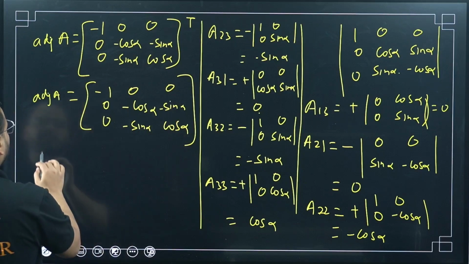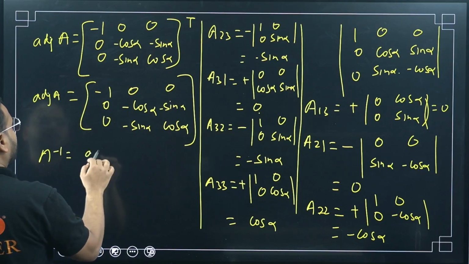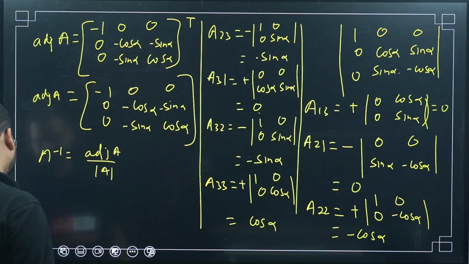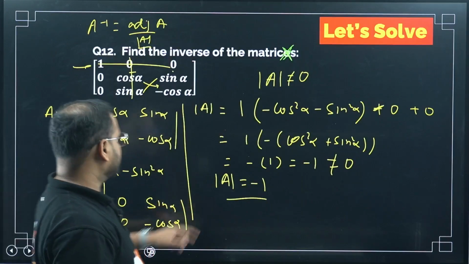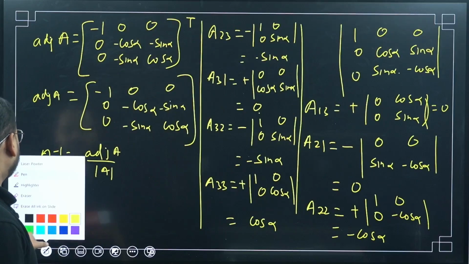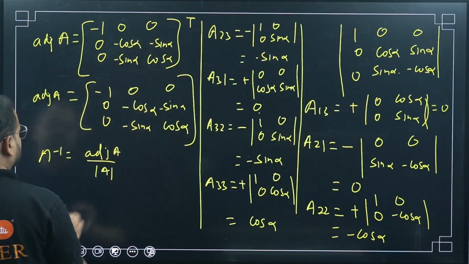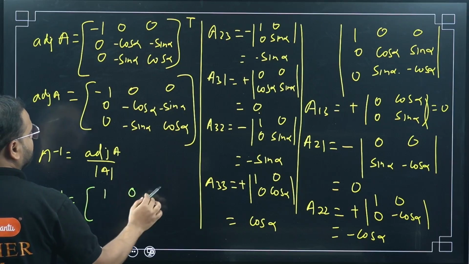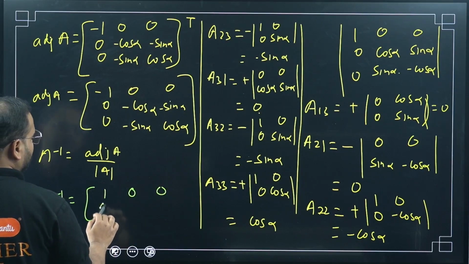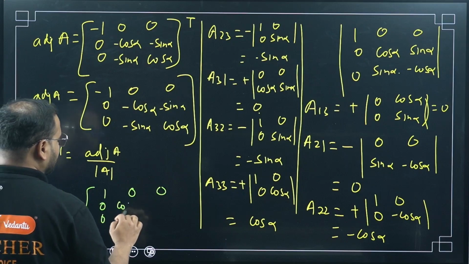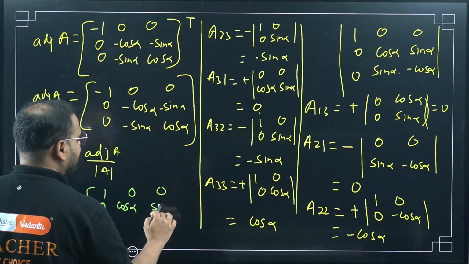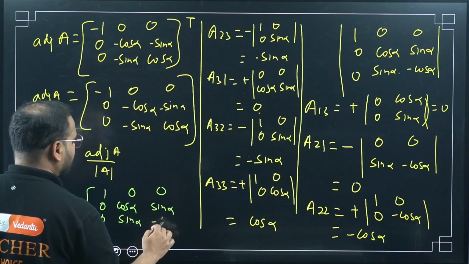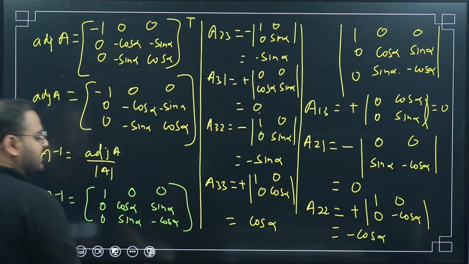Now we are looking for A inverse. How much is that? Adjoint of A upon determinant of A. Determinant of A is what? Minus 1. So everywhere you make it positive. By A inverse you'll get plus 1, 0, 0, 0, 0. This will be simply cos alpha. This will be simply sin alpha. And this will be minus cos alpha. Understand this?